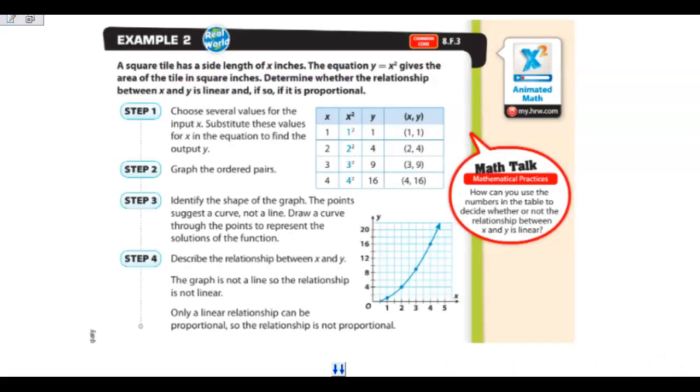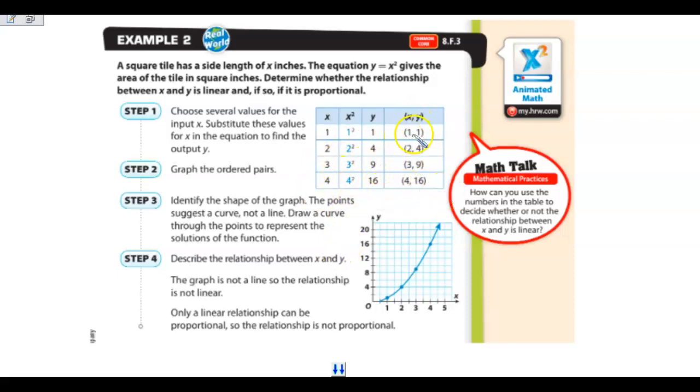We just did that, so let's do another example. It says a square tile has a side length of x inches. The equation y equals x squared gives the area of the tile in square inches. Determine whether the relationship between x and y is linear, and if so, is it proportional. So we're going to choose several values for the input x, substitute them into the equation and find the output. If x is 1, 1 squared is 1, so my ordered pair would be 1, 1. If x is 2, 2 squared is 4, so my ordered pair is 2, 4. And we just kept going.